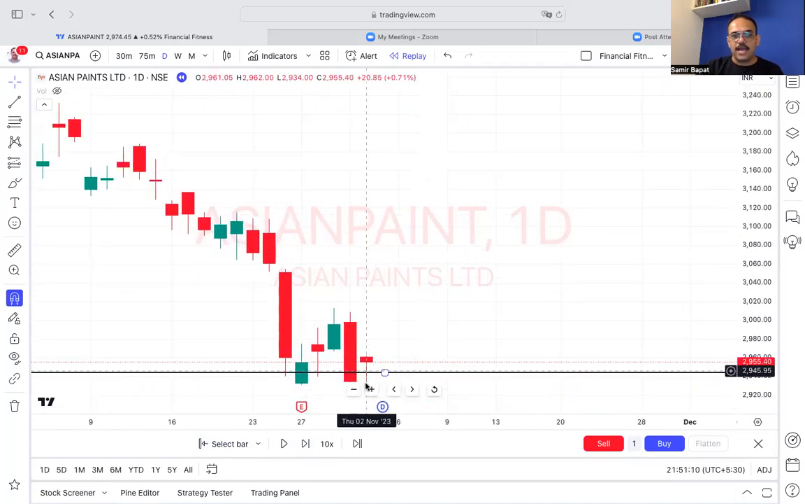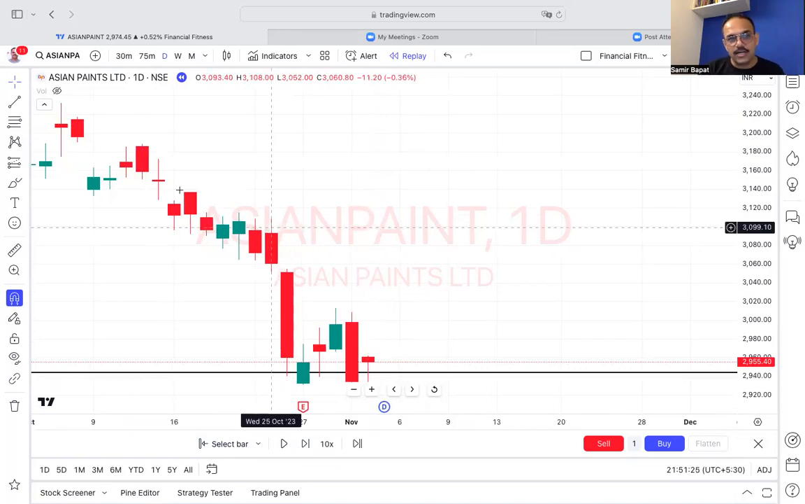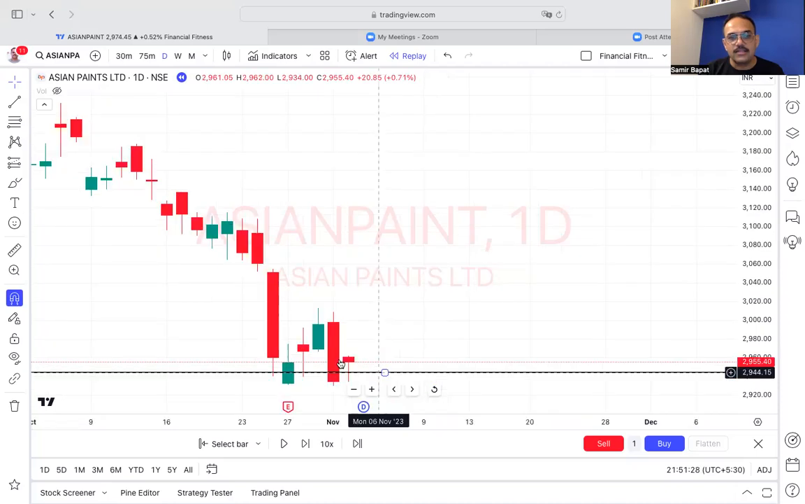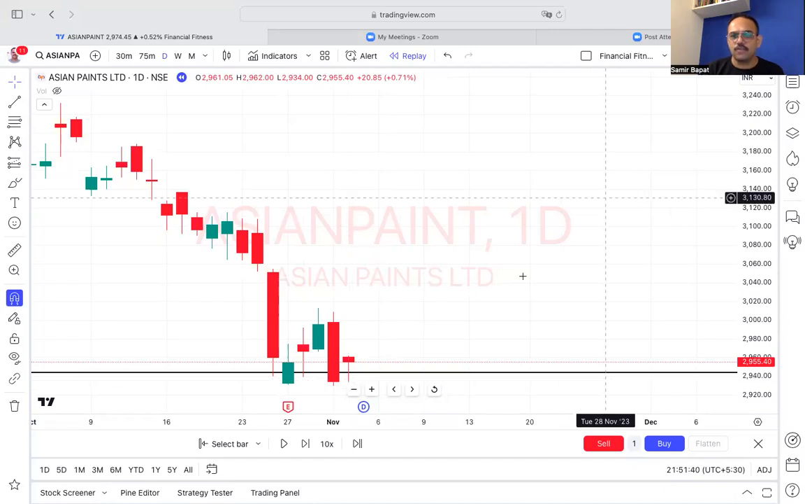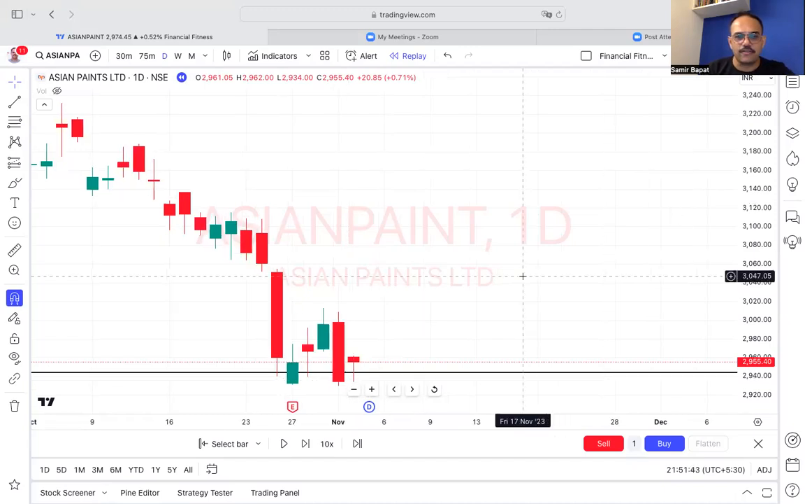This is a hammer formation where I have this small body and a long handle. Since it is a red color, it may also be called a hanging man. When the price comes down to the support level, this hanging man or hammer formation is very, very important. It's a long bottom wick. Wait, let me explain, then I'll wait for a question.